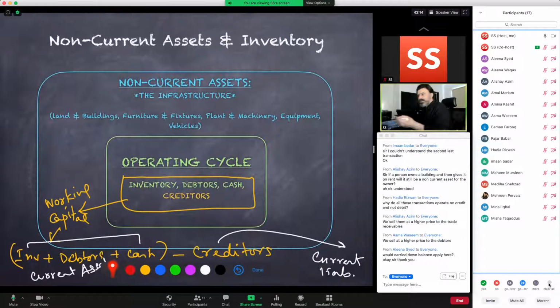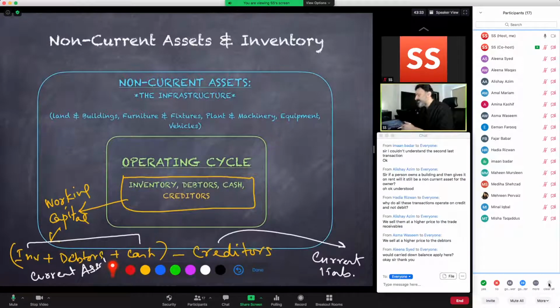So you can note down these connections in your notebook. I forgot to put them on the slides. So you need to know, what do we mean by working capital? Working capital means current assets minus current liabilities. That is what we define working capital as.